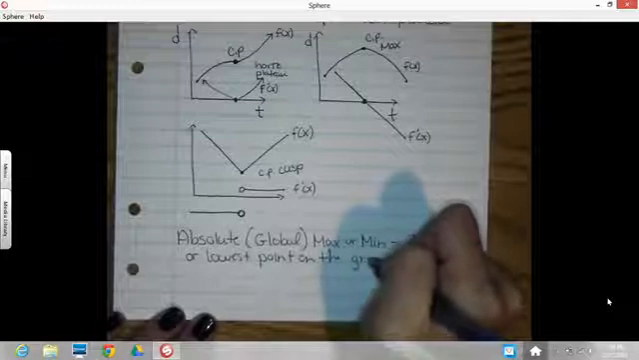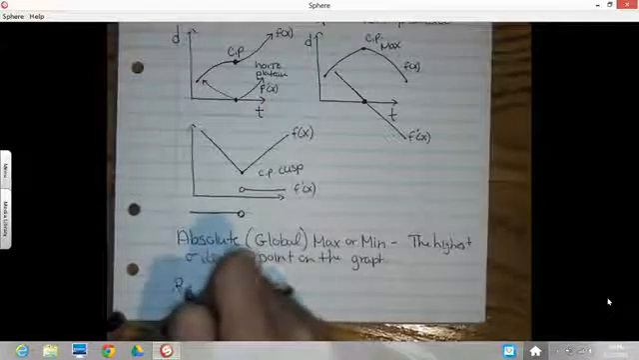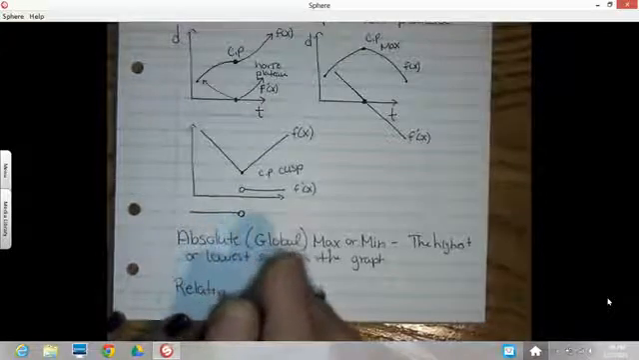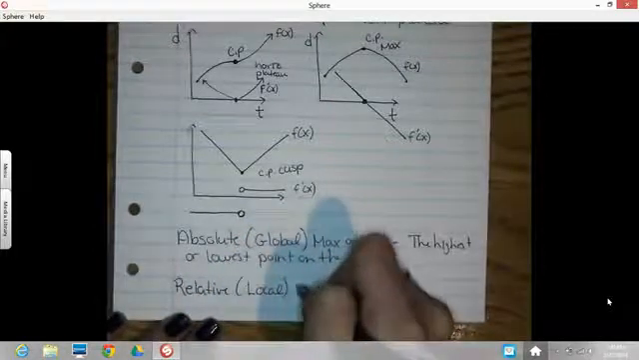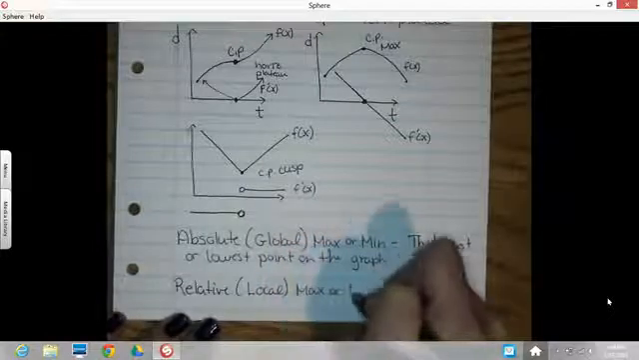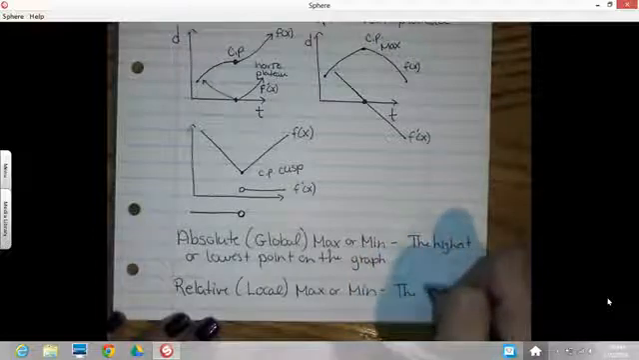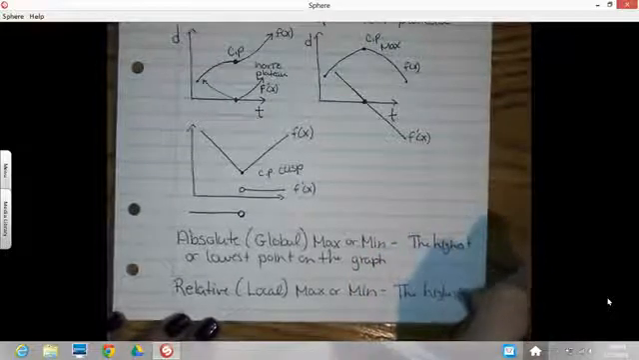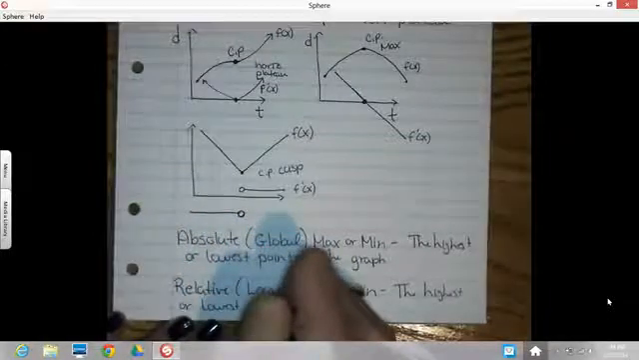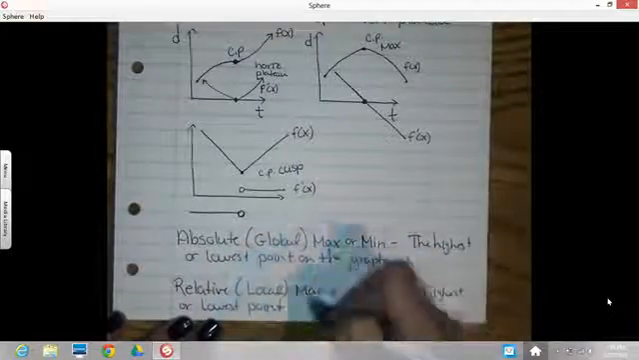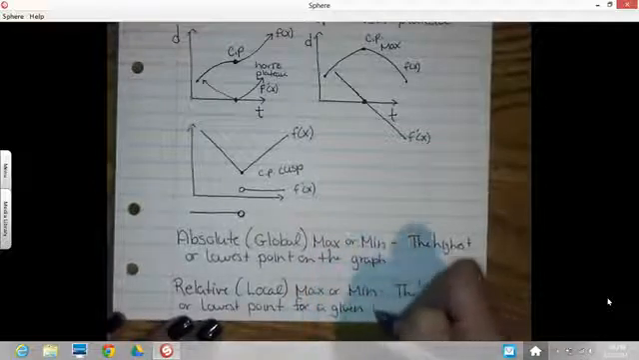And we can talk about relative or local max or mins. So here, these are the highest or lowest point for a given interval. So a graph to explain these.